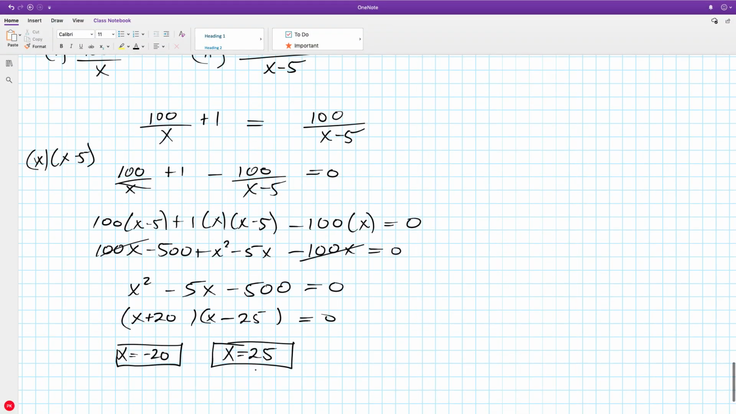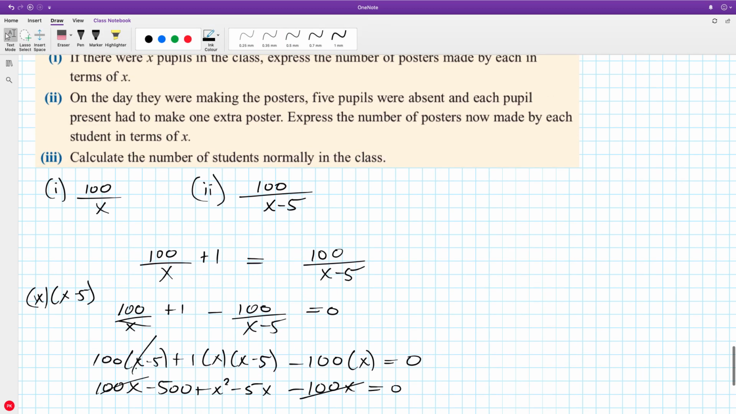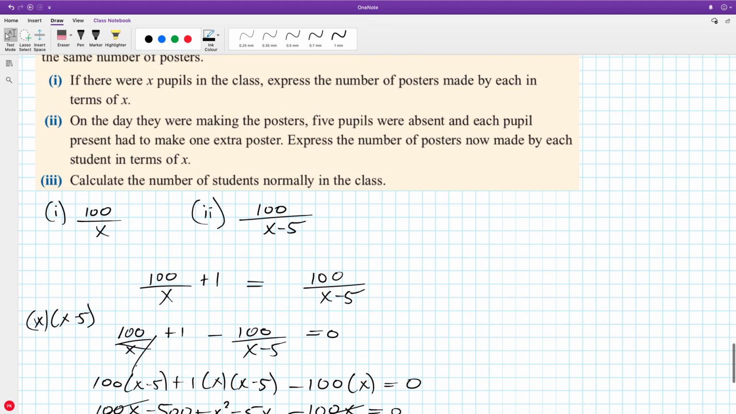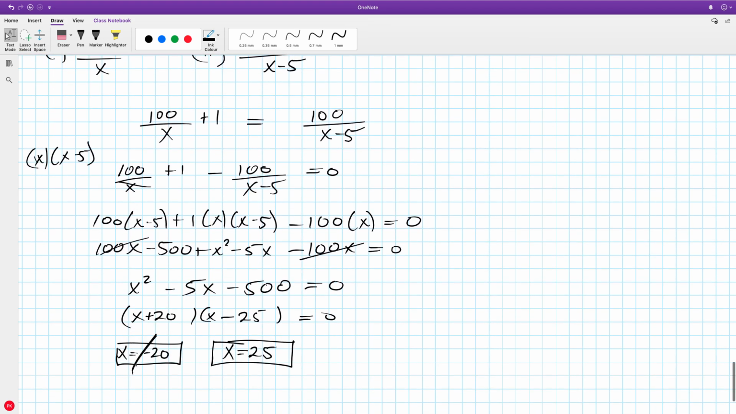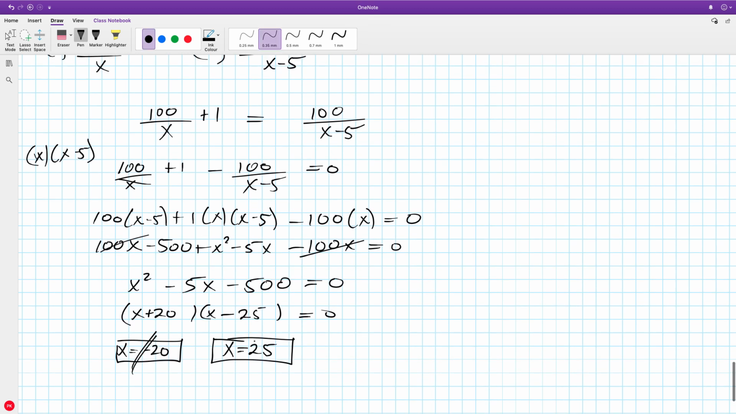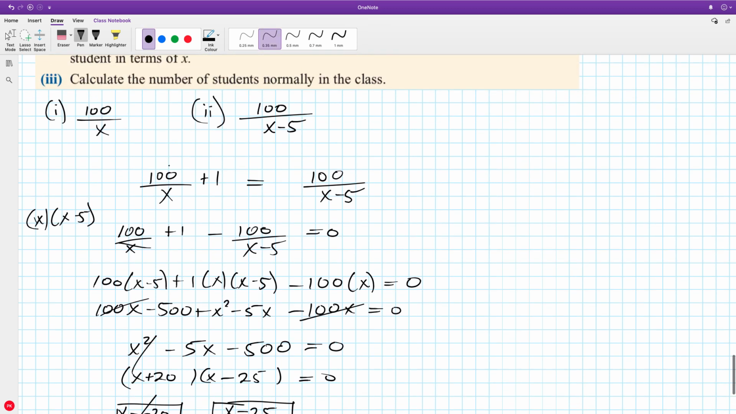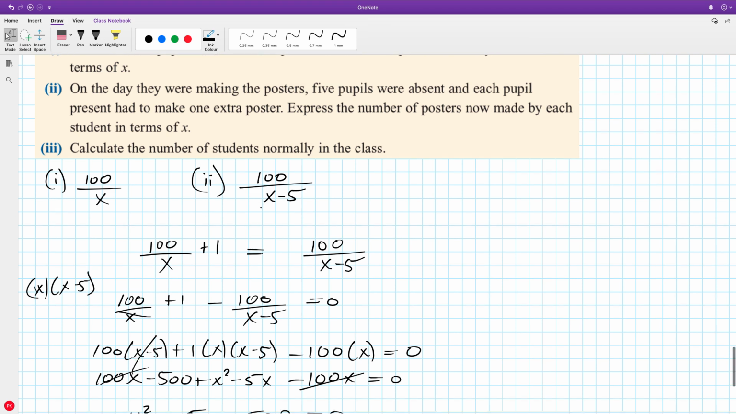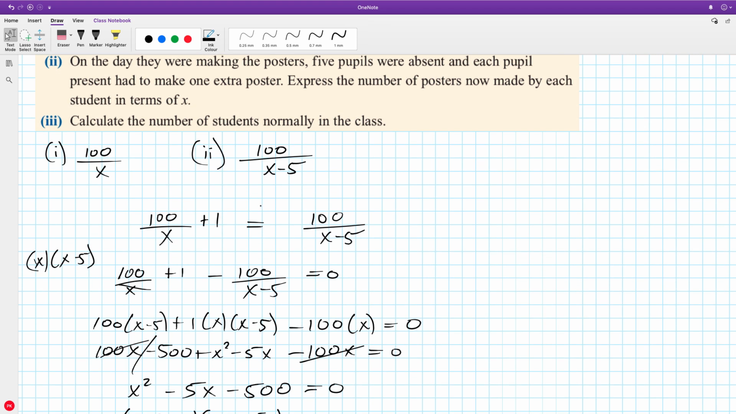Right, the question asks us, on the day they were making posters, calculate the number of students normally in the class. So is x the number of students in the class? Yeah, it is. Always go up and check. Sometimes x isn't what they're actually looking for. They could be asking how many posters did each student make, and x equal to 25 wouldn't be the answer there, because the actual answer would be 4, 25 into 100. Always go up and make sure that you answer the question that they're looking for, because you will drop 2 or 3 marks by not actually answering the question. But we did answer the question there.